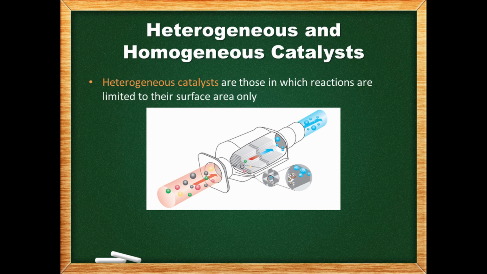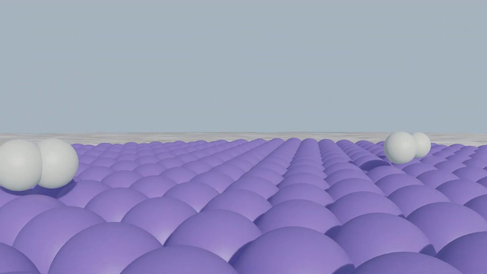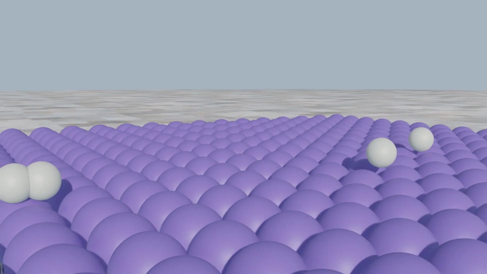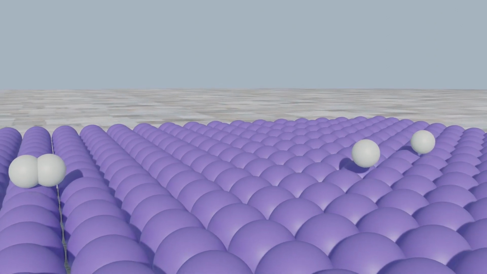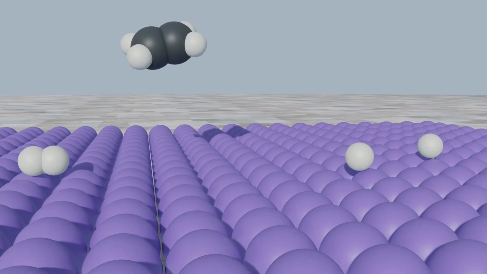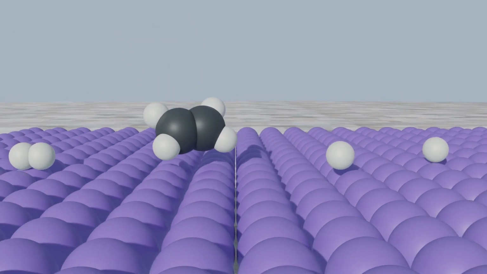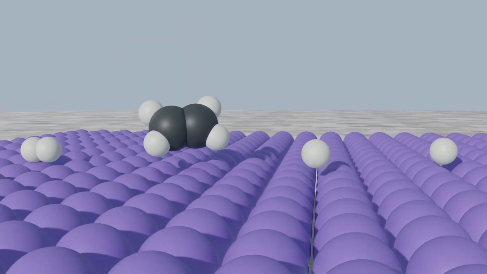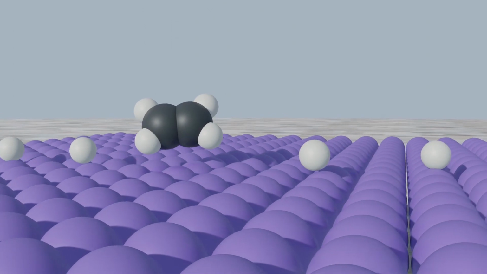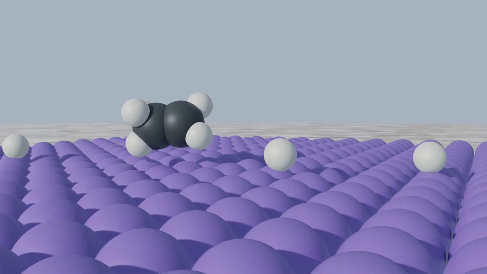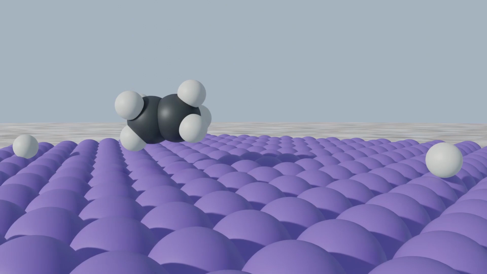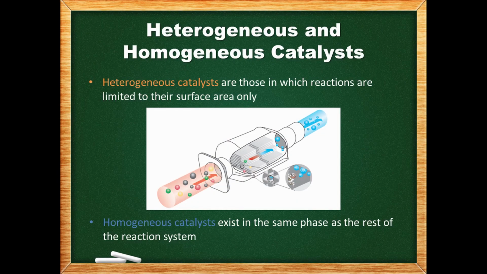Heterogeneous catalysts are those in which reactions are limited to their surface area only. Most of these catalysts are solids, such as the transition metals platinum and nickel. One example of a heterogeneous reaction is the addition reaction involving ethene and hydrogen. First, molecules of ethene and hydrogen approach and absorb to a metal surface. The hydrogen-hydrogen bond is broken, and one of the hydrogens bonds to the ethene. Another carbon-hydrogen bond forms and ethane is released.